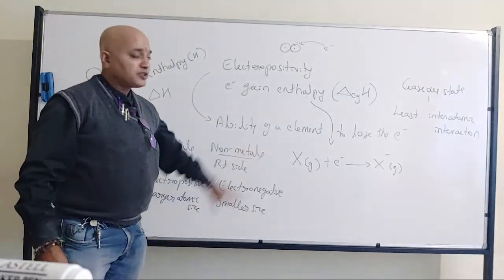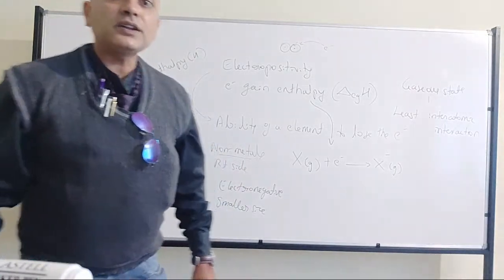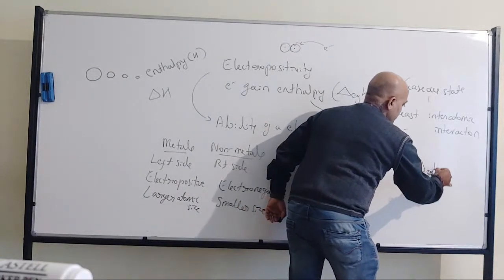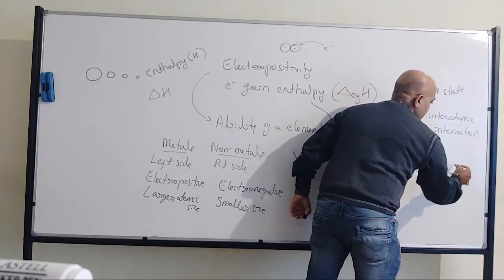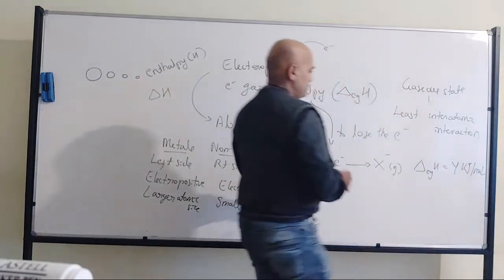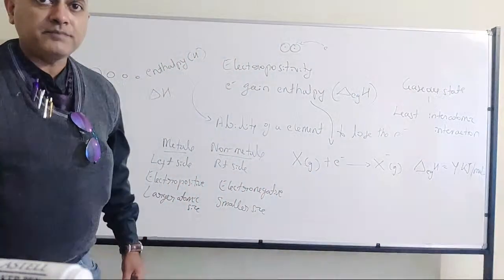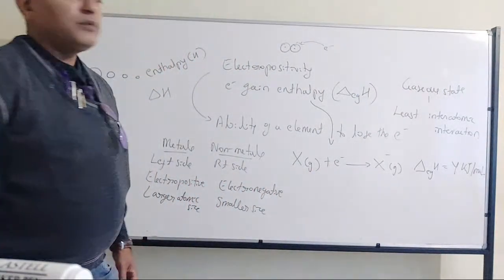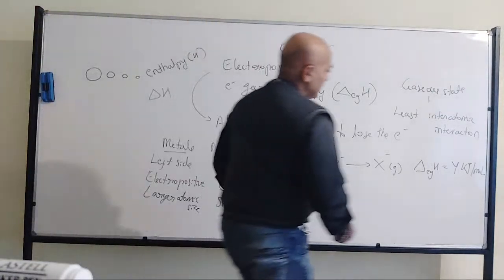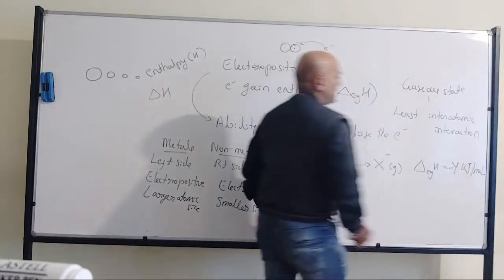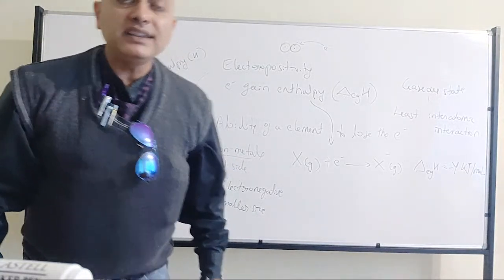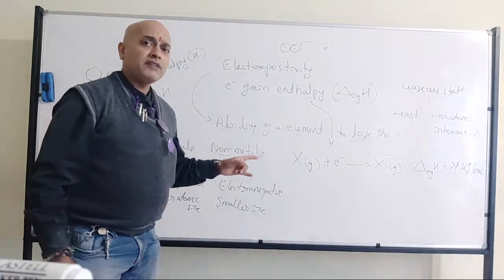That can be the equation by which we represent the electron gain enthalpy. This particular equation will have one particular value. I will mention that as Y kilojoules per mole, not WHY. Y kilojoules per mole, some amount of energy. Since energy is getting released, we will mention it as minus, a negative value. All of you have understood?